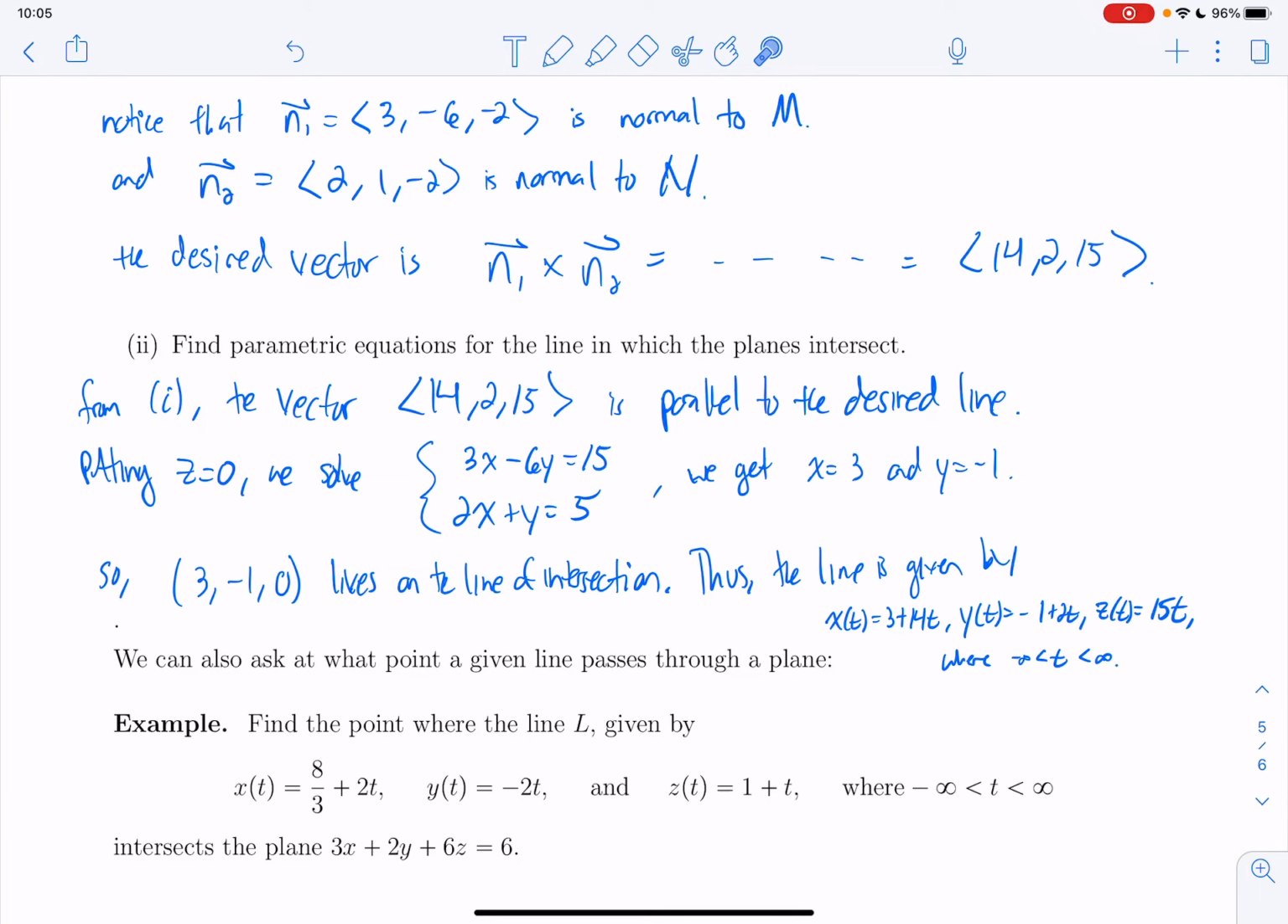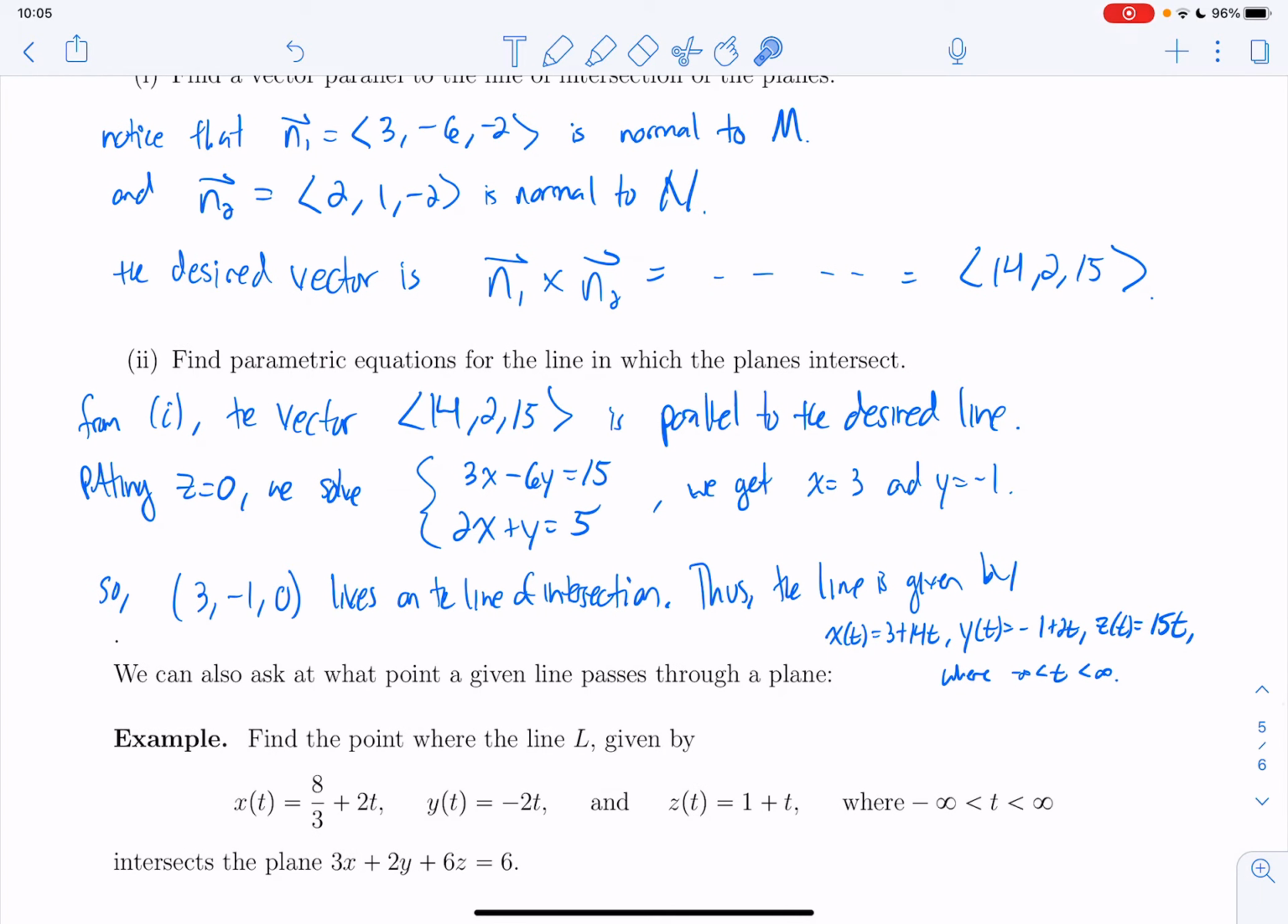Now, yes, I will note here that there's a lot of variety in these answers. This directional vector we had up here, any scalar multiple of that will work. We could shrink it, we could make it bigger, we could flip its direction. Either way, it'll be parallel to the line of intersection.